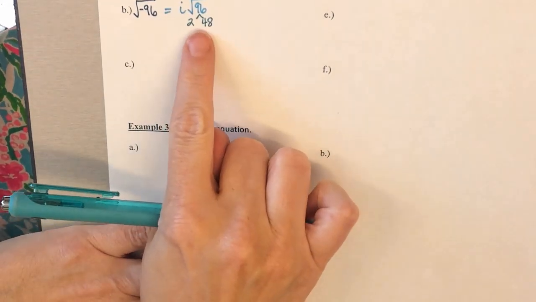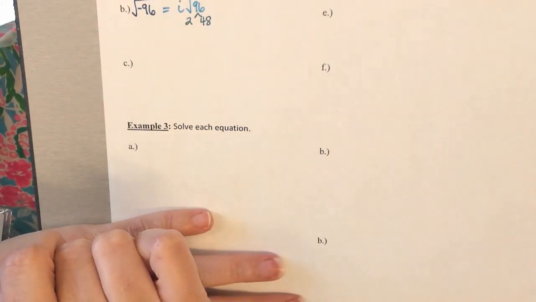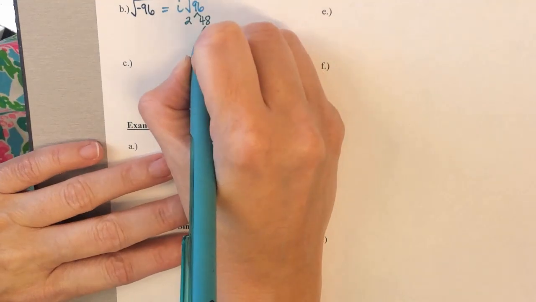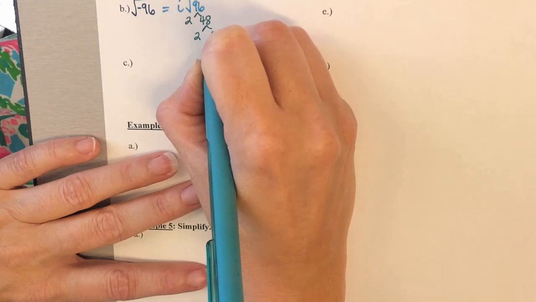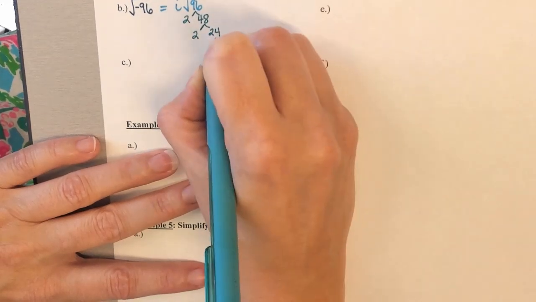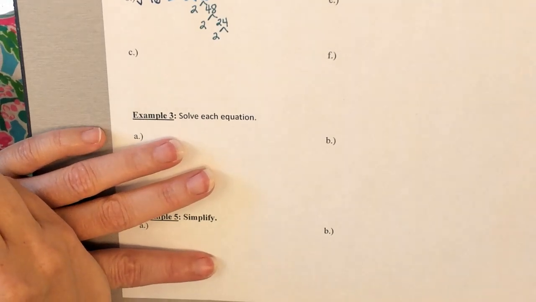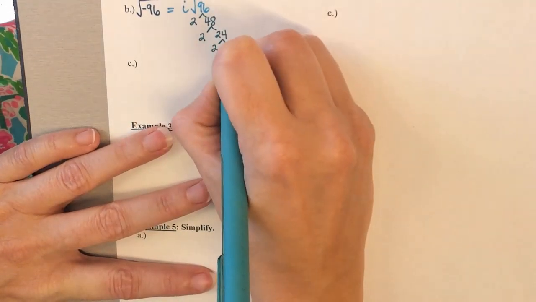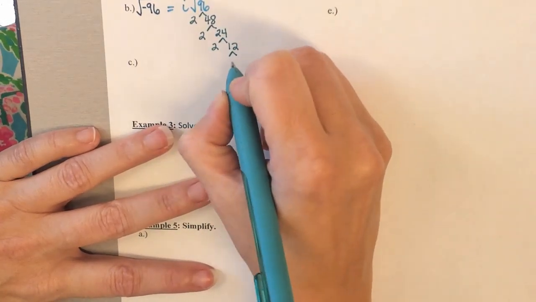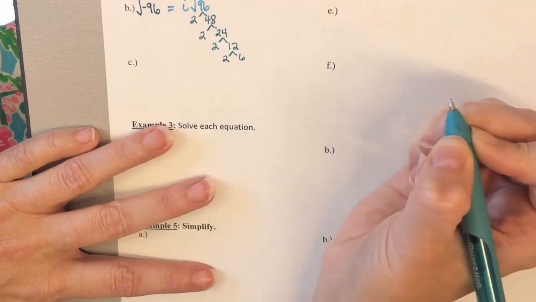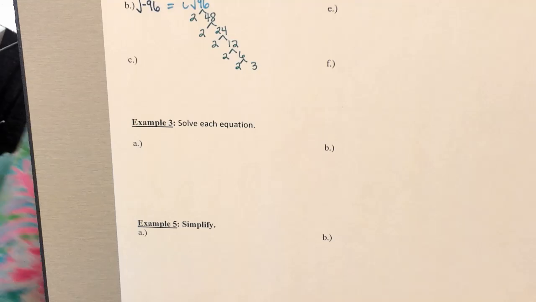Okay, so what we're doing is we're rewriting this as multiplication. So 2 times 48 is 96. Okay, so then we're going to break down 48. 48 is 2 times what? 24. And then 24 is 2 times 12. So you just keep going until all you have are prime numbers.